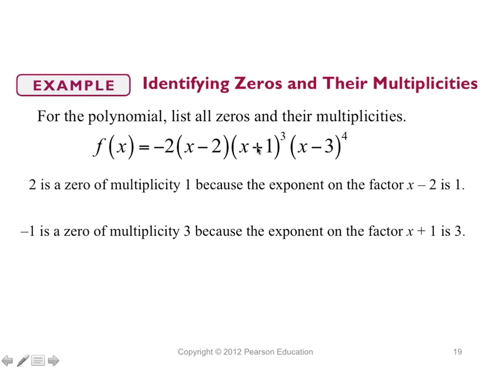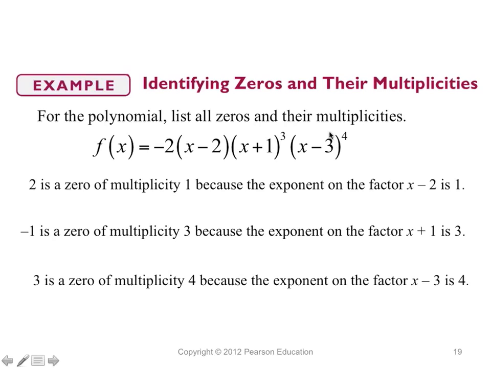Okay, so hopefully you were able to figure out that -1 is going to be the 0 that goes with this factor, and then the multiplicity is going to be 3 because that's the power that's attached. And then for the last one, you're going to have a positive 3 as the 0 for this one, because if you plug positive 3 in, it makes this factor 0. And then the multiplicity is going to be 4 because that's the power that's attached to this factor.